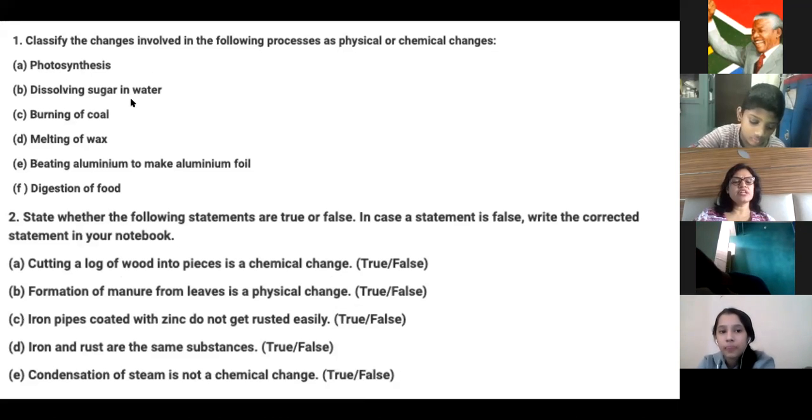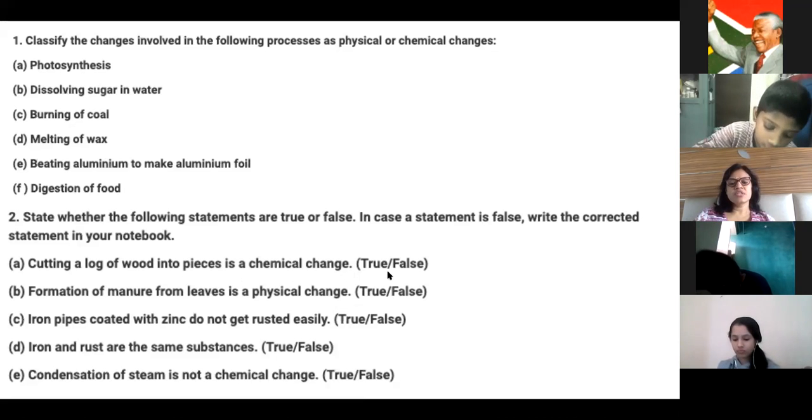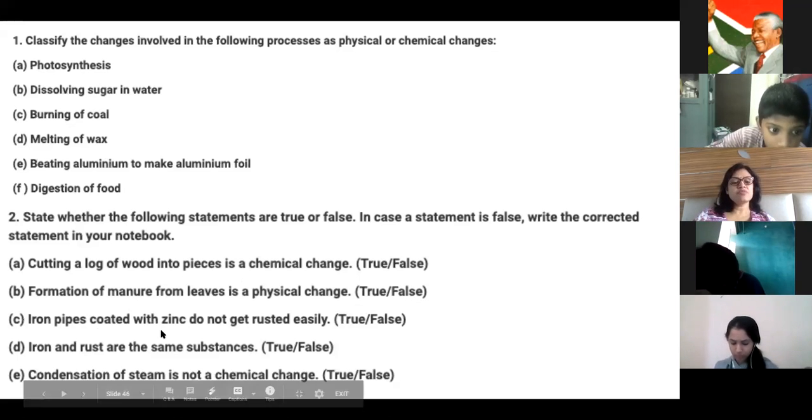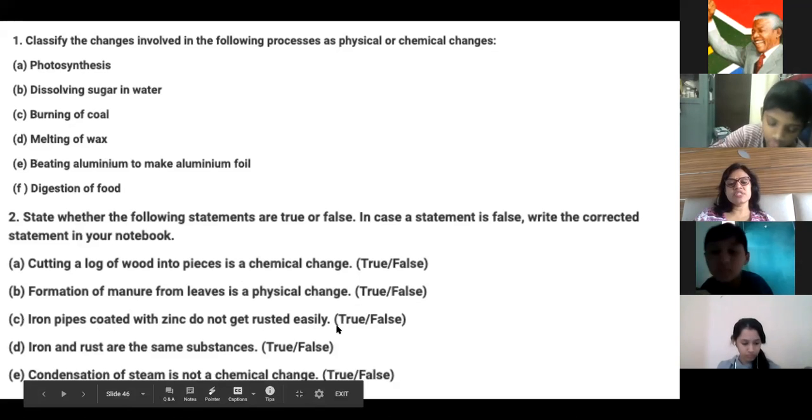Photosynthesis is chemical. Dissolving sugar is physical. Burning of coal is chemical. Melting of wax is physical. This is also physical, aluminium foil. Digestion of food is chemical. Cutting of a log of wood is a chemical change. It is false. Formation of manure from leaves is a physical change. It is false. Iron pipes coated with zinc do not get rusted easily.